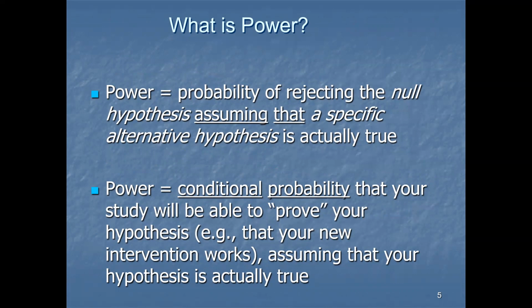Here are two alternative definitions. All three of these are valid definitions, but if one of those kind of speaks to you more clearly than the others, that's fine. So we'll just state it different ways. You can say that power is the probability of rejecting the null, but we're assuming that a specific alternative is true. Okay? And another way to say it is that power is the conditional probability that your study is going to be able to prove your hypothesis, assuming that that hypothesis is actually true.